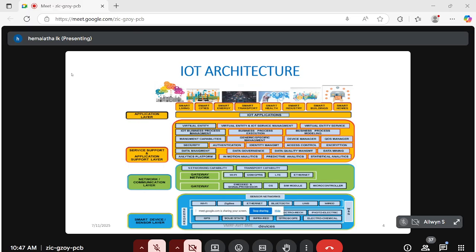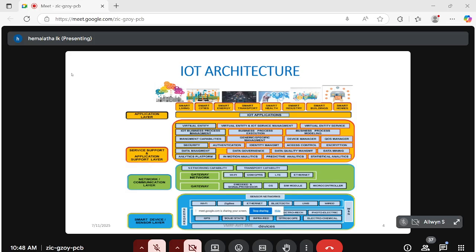So the service and application support layer does many functions like analytics: motion analytics, predictive analytics, statistical analytics. Then we are doing data management, security and authentication, and then the management processes. And finally, we are doing the management of business processes as well as the execution and modeling.